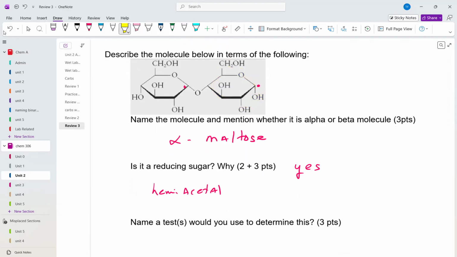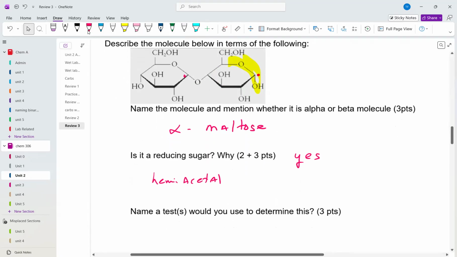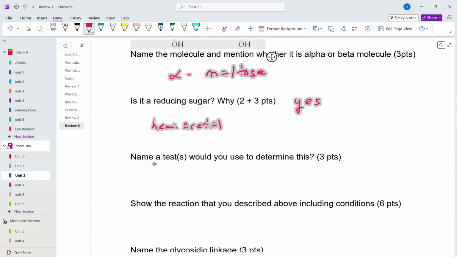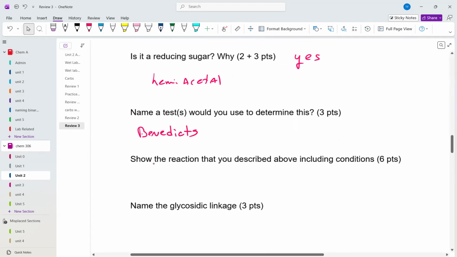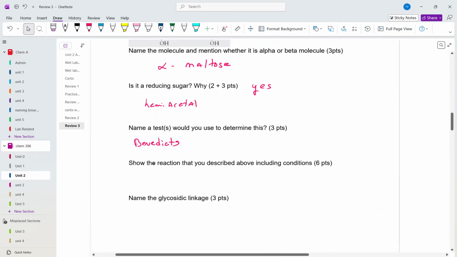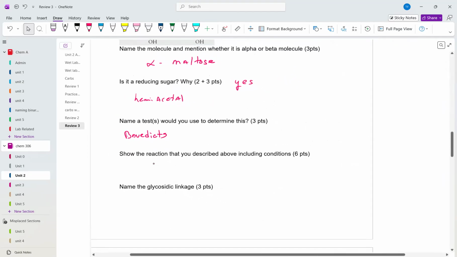Well, let's do this differently here. Name a test you would use to determine this. Okay, there are two tests. One would be Benedict's. And let's just draw the reaction for that. Okay, so we're going to start with maltose.